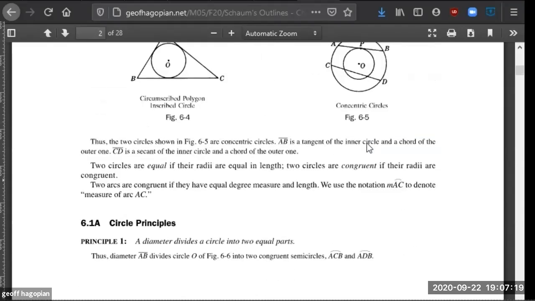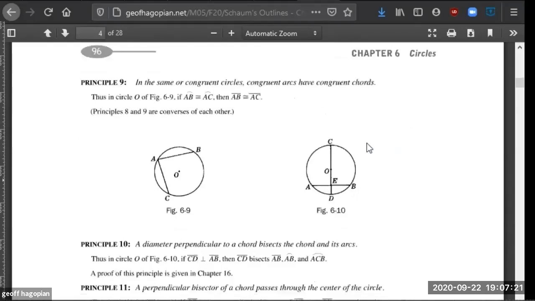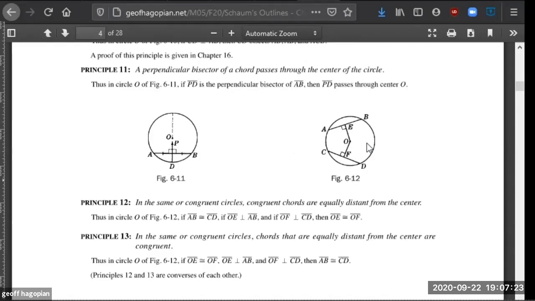So circle principles, and we had gotten to like principle 11 or 12. Oh yeah, this one. This is pretty easy to prove, right? Two congruent chords in a circle are equidistant from the center, and just draw triangle AOB and triangle COD. You'll see those are congruent triangles because all the radii are the same. And so by side, side, side, those are congruent. So that means that OF is congruent to OE.